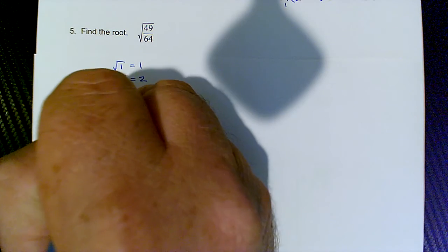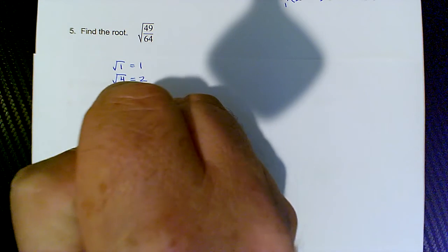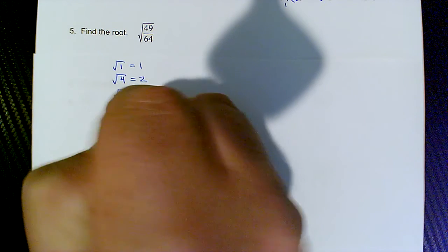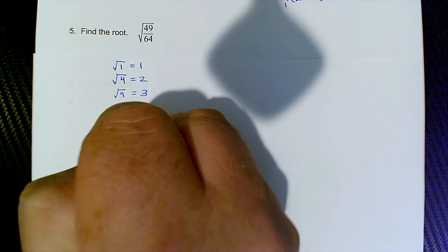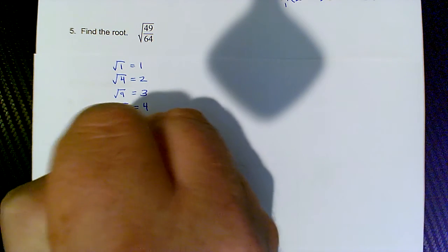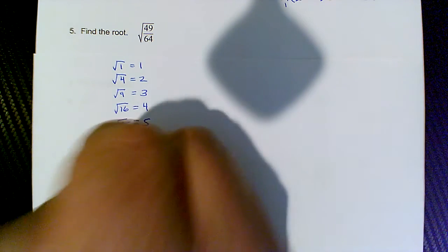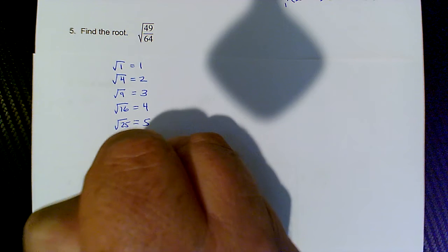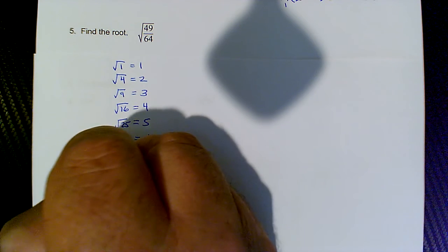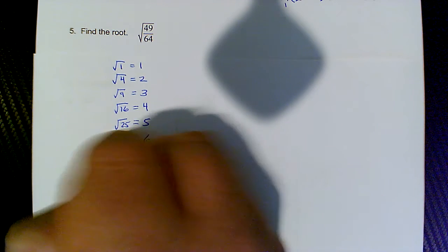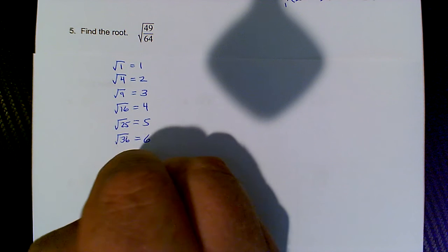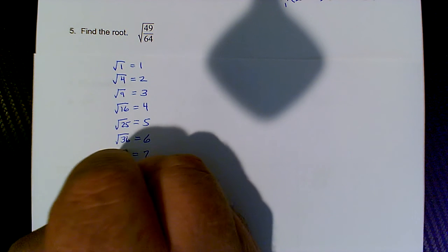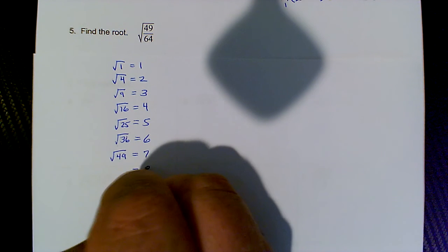So 3 times 3 is 9, so the square root of 9 is 3. 4 times 4 is 16, so the square root of 16 is 4. 5 times 5 is 25, so the square root of 25 is 5. And you might want to go up to at least the first 10. 6 times 6 is 36, so the square root of 36 is 6. Square root of 49, that's 7 times 7, or 49.